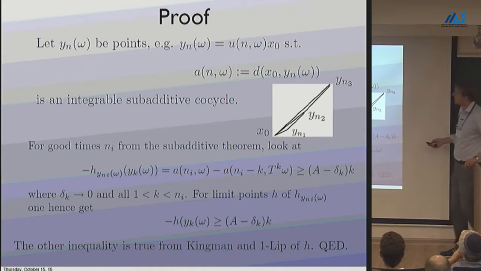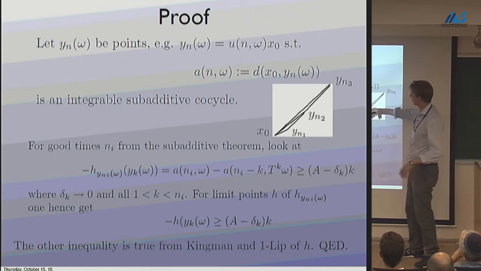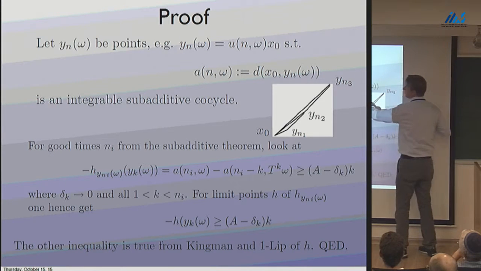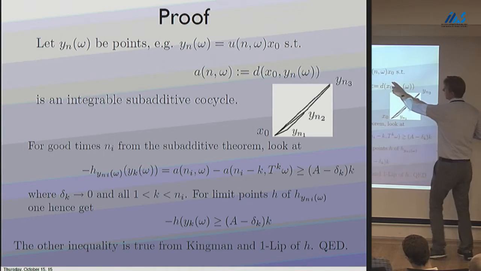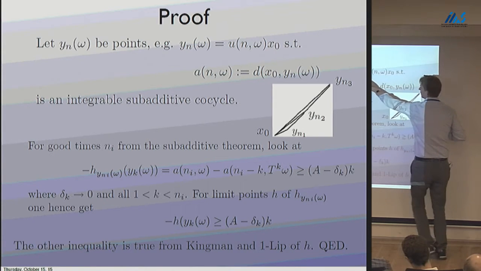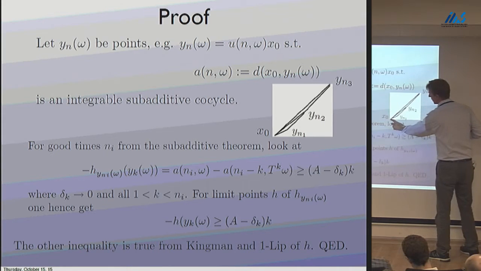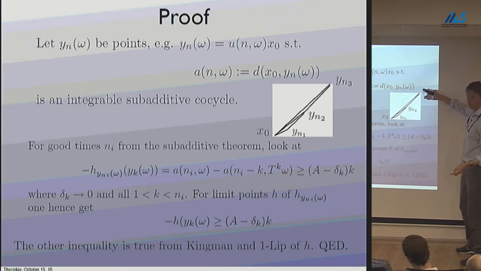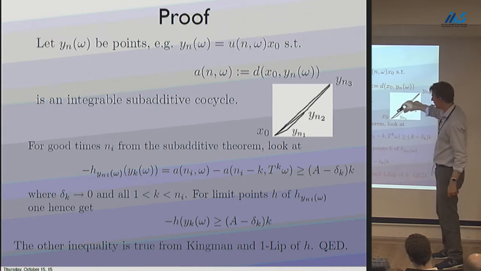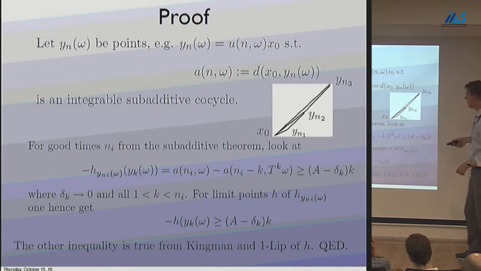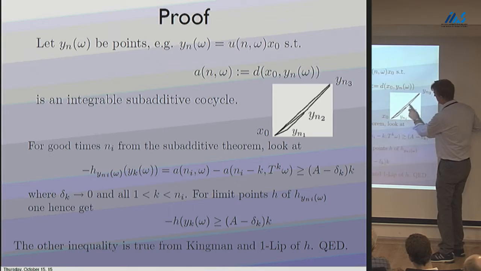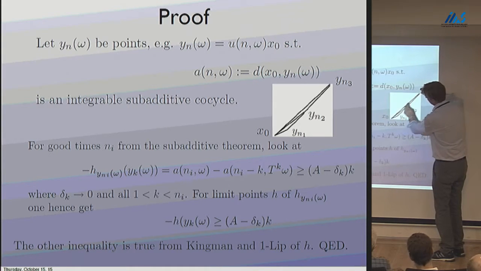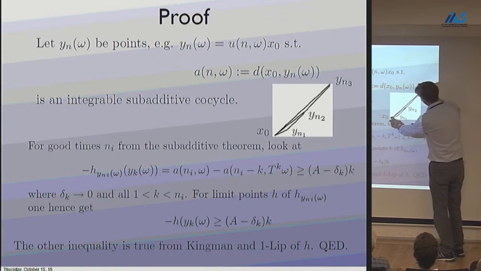And so how do we do that? Let yn of omega be the points of the trajectory. We can think of any point, actually, that satisfies subadditivity, which we will use later if I get there. But typically, I'm thinking of the random walk trajectory. So omega is the randomness, and n is time n, and you apply it to the starting point. So, as discussed, this is a subadditive cocycle. And for good times, the subadditive theorem that I displayed gives you that at these good times, say n1, n2, n3, the picture is sort of this: the defect is very close to being additive. In that way, you see how the direction is forming, at least along the ni.